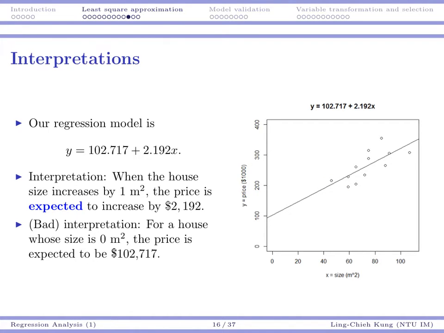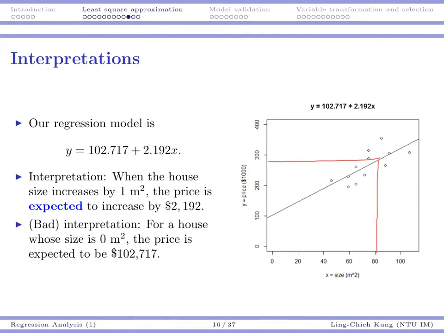Graphically, we have those 12 points, right? And this is the line that is governed by 102.7 plus 2.2x. So that means in the future, if I get a house whose size is, for example, 80, then I'm going to predict that its price should be around 280, something like that. So that's the idea.